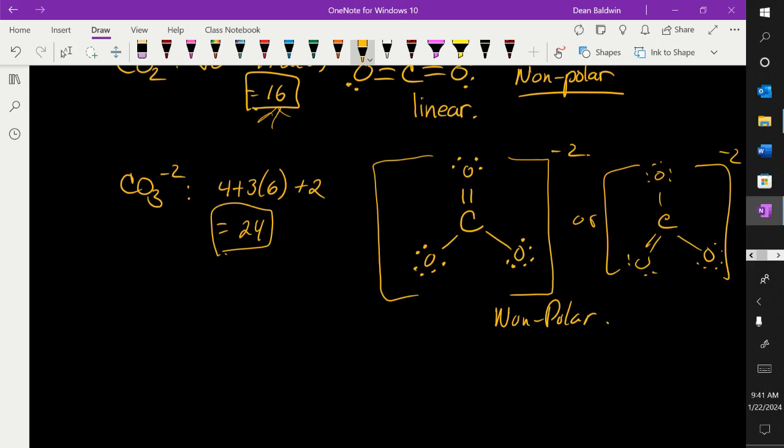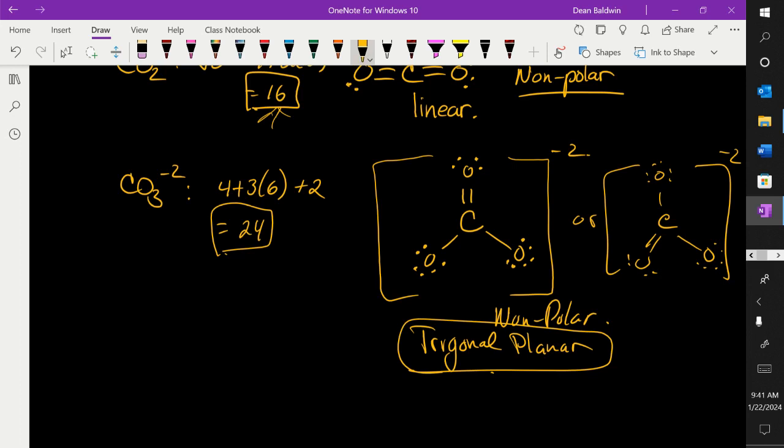Does anybody remember what this is called? Trigonal planar. So trigonal planar has symmetry. I'll show you the next one where it doesn't have symmetry. So this is called trigonal planar. Let me erase that because that doesn't even look like anything. And I'll show you how to tell if it has symmetry or not because the next one doesn't have symmetry.